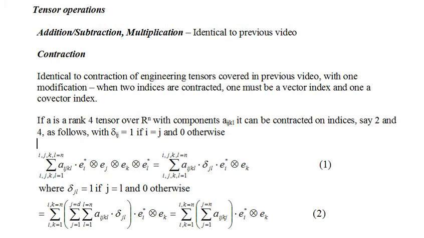The tensor operations are addition, subtraction, multiplication, and contraction. The formulas are the same as those for engineering tensors covered in the previous video, with one restriction on contraction. And that is, a tensor can be contracted on two indices I and J if and only if one index is a vector index and the other is a covector index. Otherwise, the contraction formula is the same as shown in lines 1 and 2.